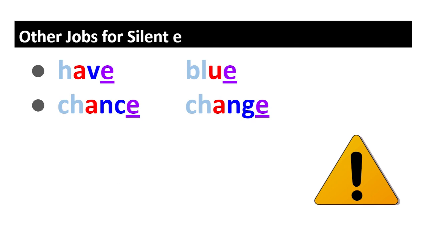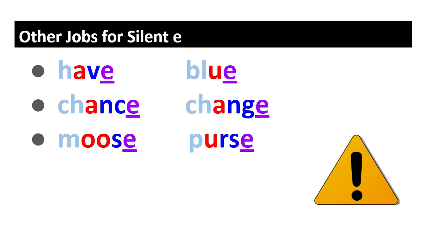Another job for silent E is to soften the sounds of the letters C and G. We can change the letter C from making a k sound to a soft s sound with the addition of that E. And the G, we can change the sound from a g to a j by adding the E.